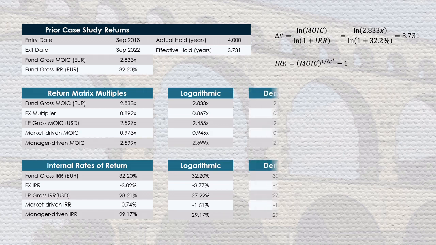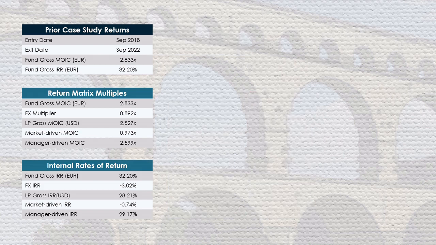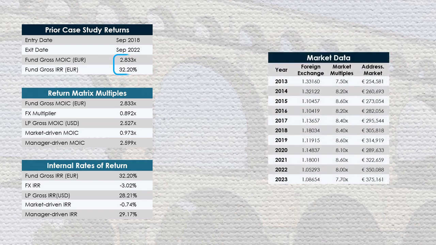The results are also close to the derivative model approach that we used 2 case studies ago, and that required about 10 times the data to get these answers. In fact, all these results really only come from 8 numbers: the deal's gross multiple and gross IRR, and the 6 market data points on the right. Okay, with that, let's scale this model to analyze a whole portfolio of deals.